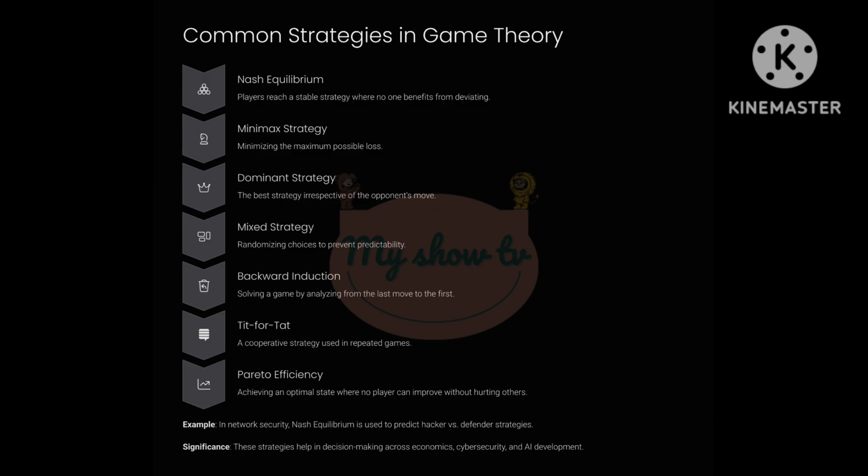7. Pareto efficiency. A state where no player can improve their outcome without harming another. It represents an ideal balance. Example: in resource allocation, Pareto efficiency ensures fair distribution without disadvantaging anyone. 8. Example: in network security, Nash equilibrium helps predict hacker versus defender strategies, ensuring optimal defensive measures. 9. Significance. These strategies are vital in economics, cybersecurity, and artificial intelligence, where strategic interactions define success.